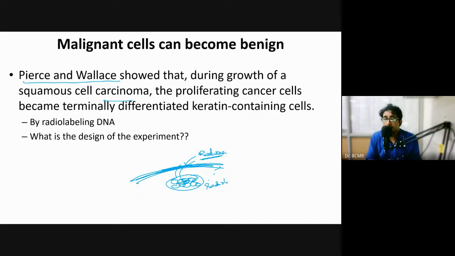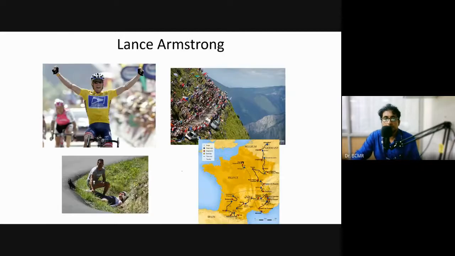That means the cancer cells are dying and becoming a part of the keratin layer. So what this proves is that cancer stem cells can differentiate and form something else, which are relatively not so dangerous to the host organism.